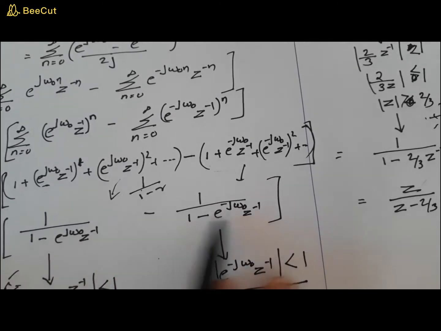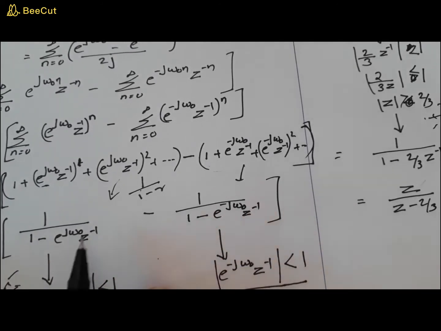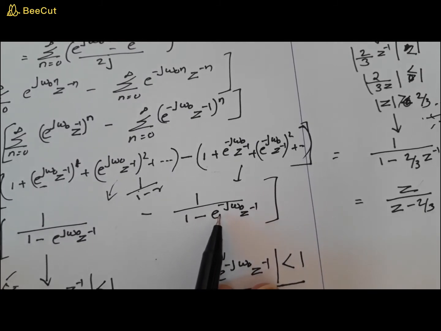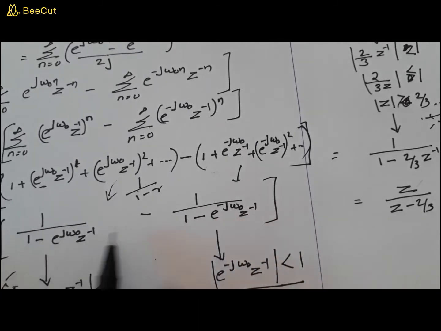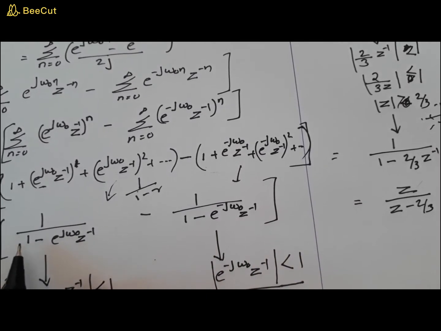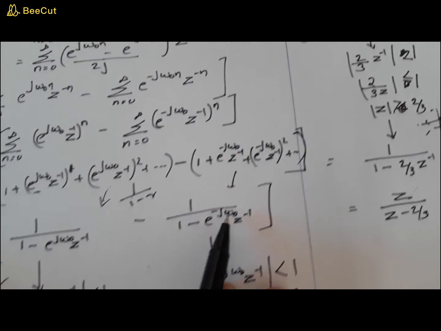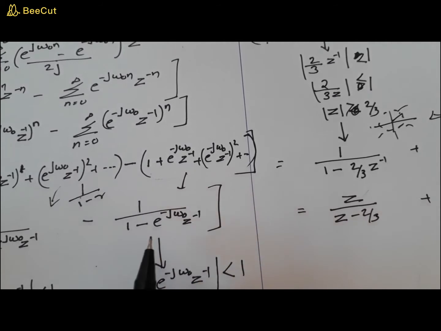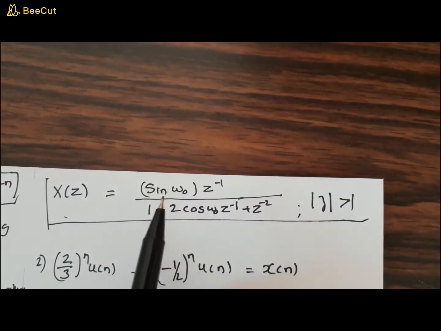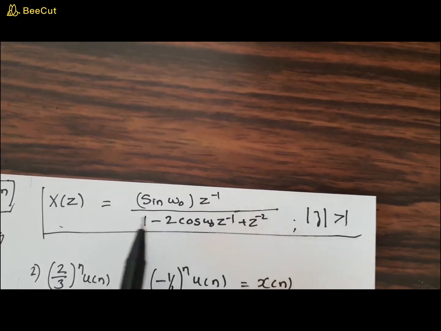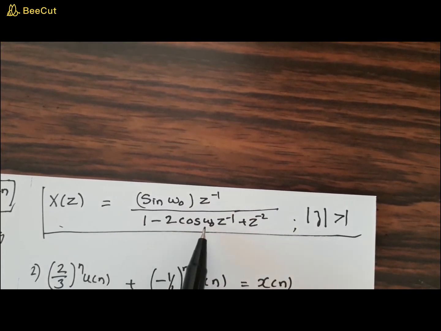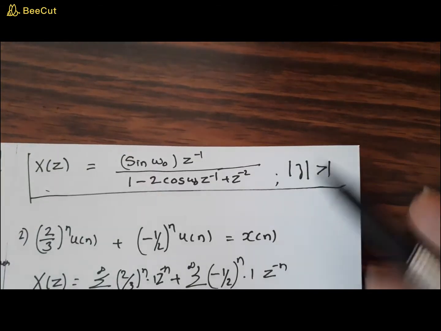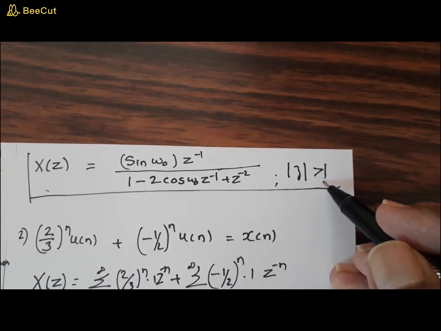Now what about this? What you can do is take the LCM. We have done a similar problem when we studied the Laplace transform, so I'm not going to do it for you. The method is just to find the LCM, and you can make use of Euler's identity in the numerator as well as the denominator to get an expression like this: sin omega 0 into z raised to minus 1 divided by 1 minus 2 cos omega 0 z raised to minus 1 plus z raised to minus 2. And what is its ROC? We have already found it to be mod z greater than 1.